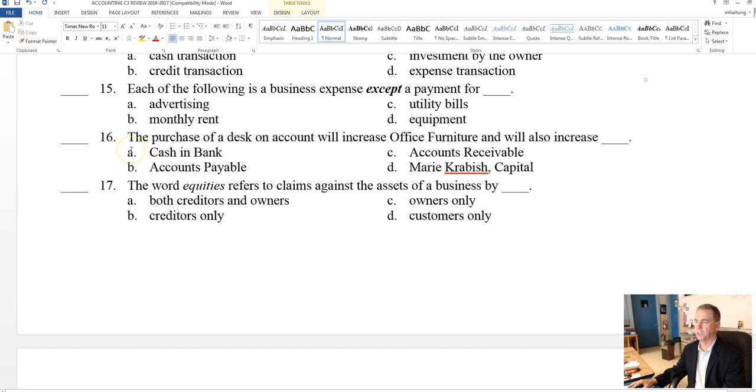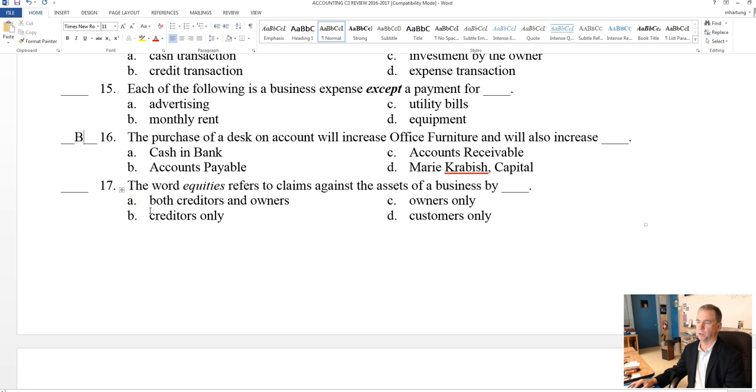Oh, we can do 16. The purchase of a desk on account will increase office furniture and will also increase... So it was purchased on account, so that's going to increase the liability. And the name of that liability that we use, the name of that account is accounts payable. So we want that selection to be B.